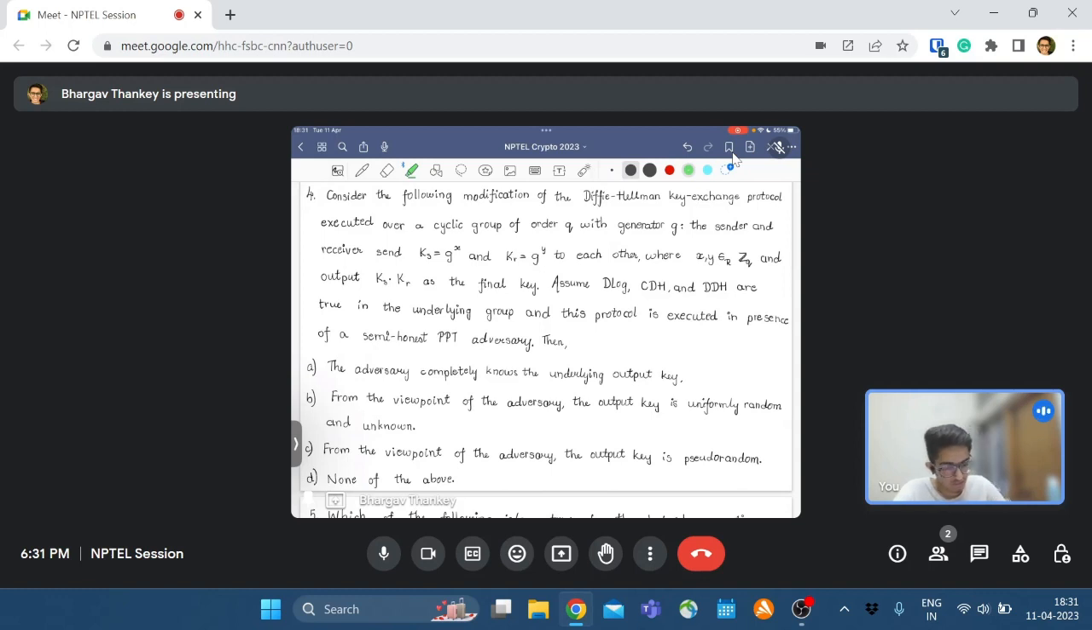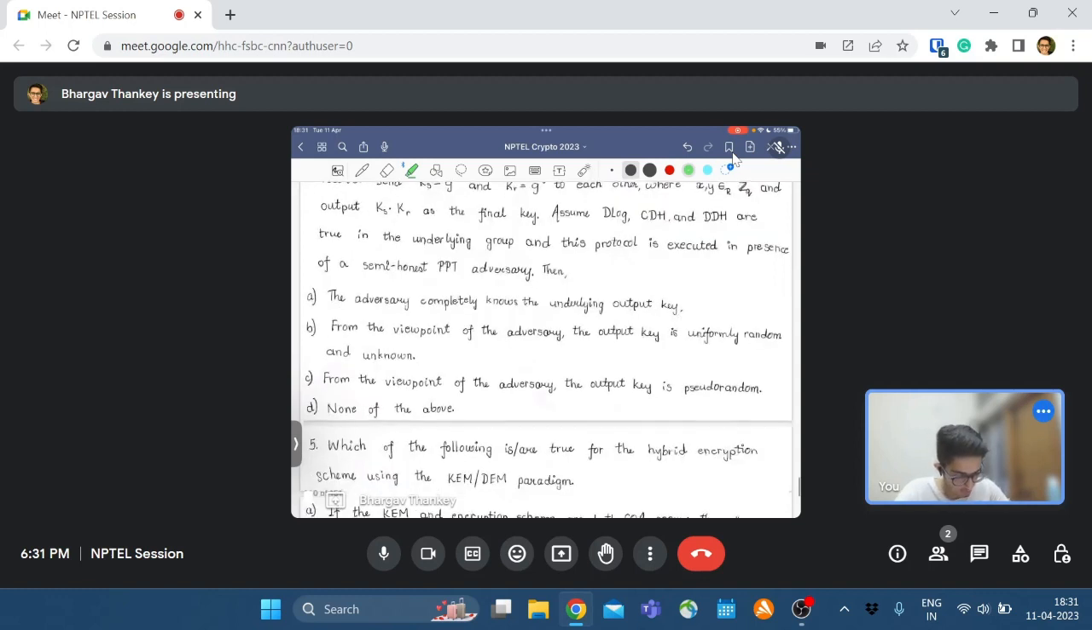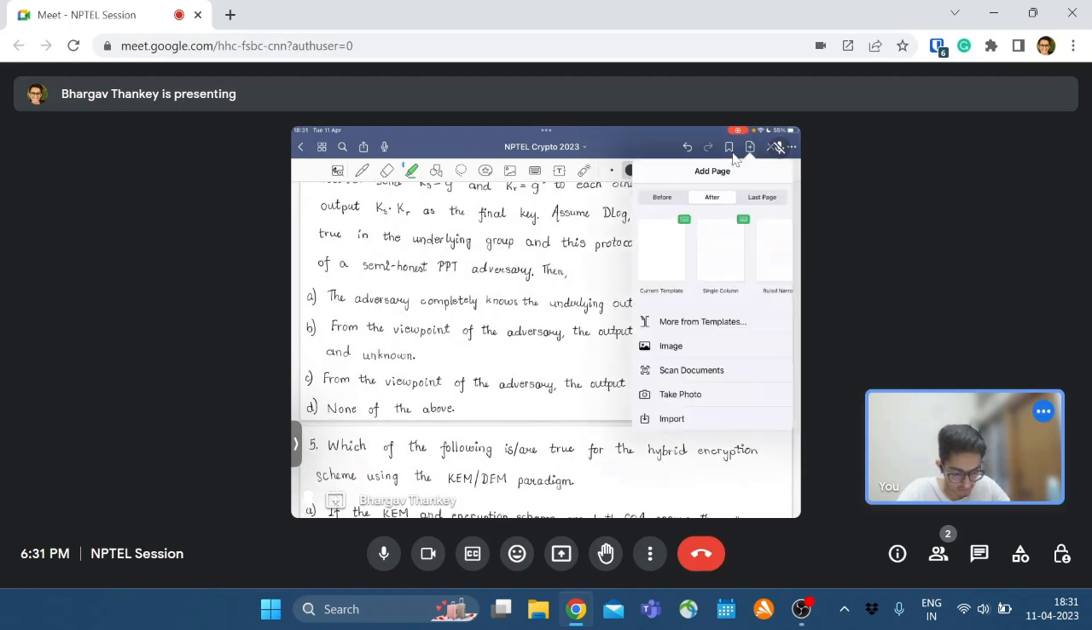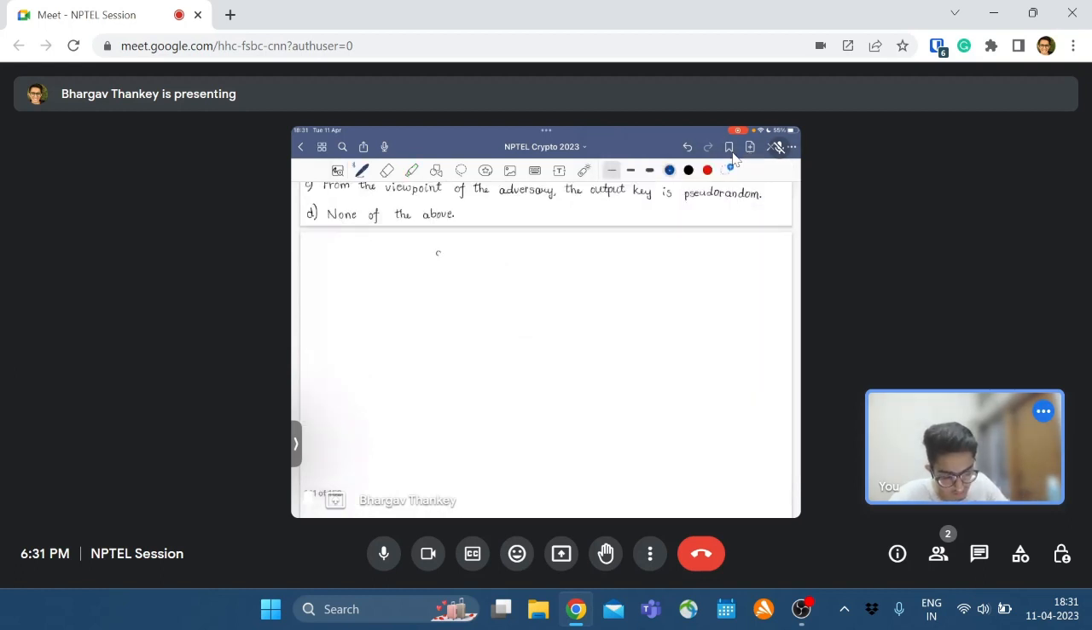So let's see which of these is correct. I don't have a space. Let me add a page. Here's the key exchange that we have in the question. Sender picks a uniformly random element from Z_q. So does the receiver.